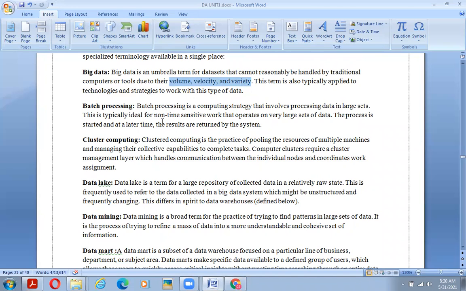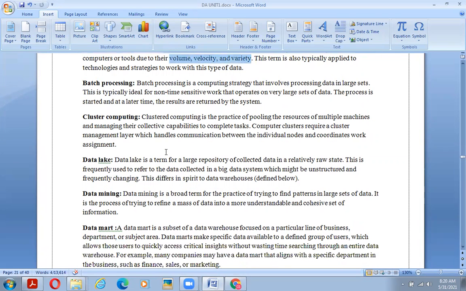Now the next thing is batch processing. Batch processing is a computing strategy that involves processing data in large sets. This is typically ideal for non-time-sensitive work that operates on a very large set of data. The process is started and at a later time the results are returned by the system. We have discussed this in previous technology.